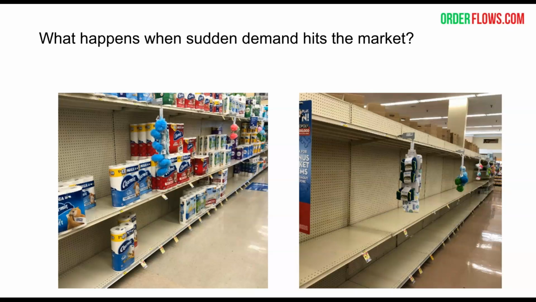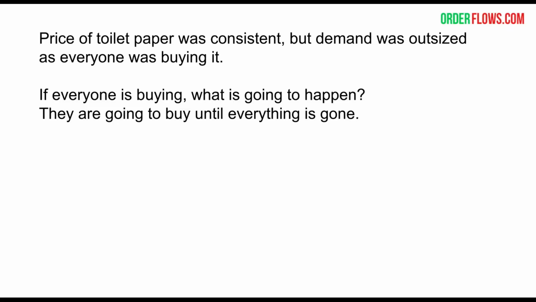People were starting to buy stuff. All of a sudden, demand was hitting the market for toilet paper, right? The price of toilet paper was consistent, but the demand was outsized. Everyone was buying it. But if everyone is buying, what do you think is going to happen? Well, eventually the volume, the amount of toilet paper, is going to be gone if price is steady but demand is still there.